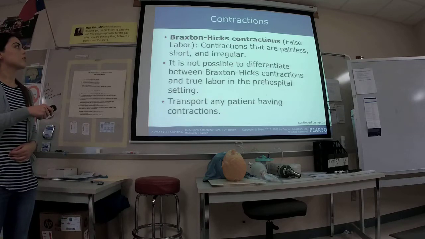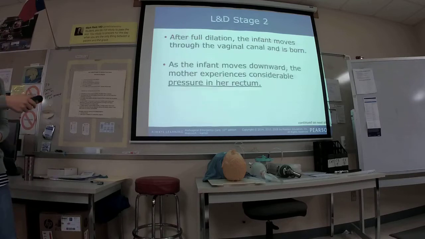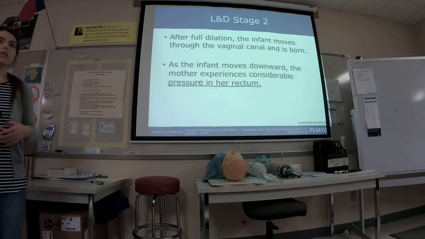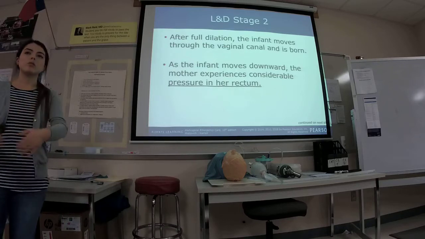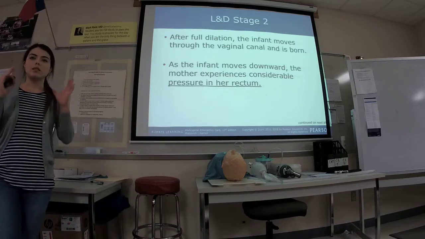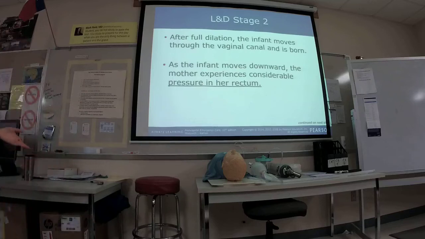Stage 2, or we can talk about Braxton Hicks contractions later, but stage 2 is full dilation, and then that is whenever the infant moves through the birth canal. So after the 10 centimeters moves through, baby is born.